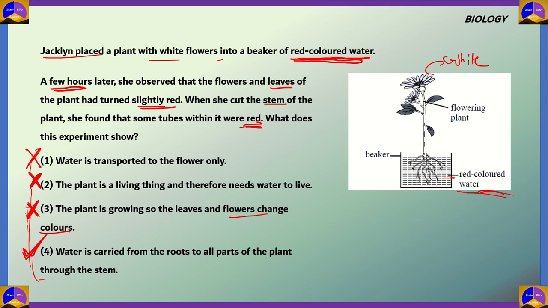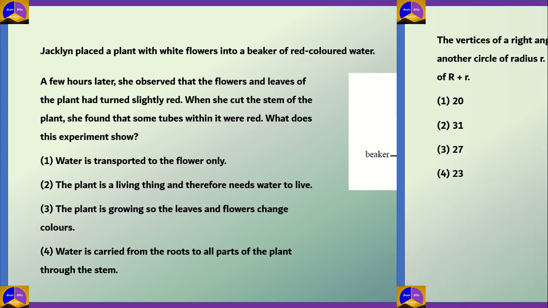Water is carried from the roots to all parts of the plant through the stem. This is proved because the red colored water indicates that the red color in the tubes of the stem indicates that the red colored water had reached the stem, and the red color of the leaves and the flowers indicate that the red colored water had reached both of them. So option 4 is the correct answer for this question.